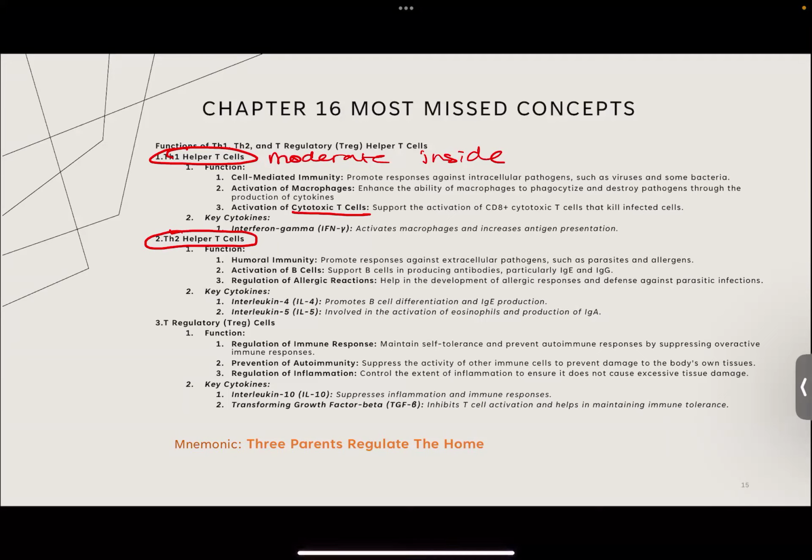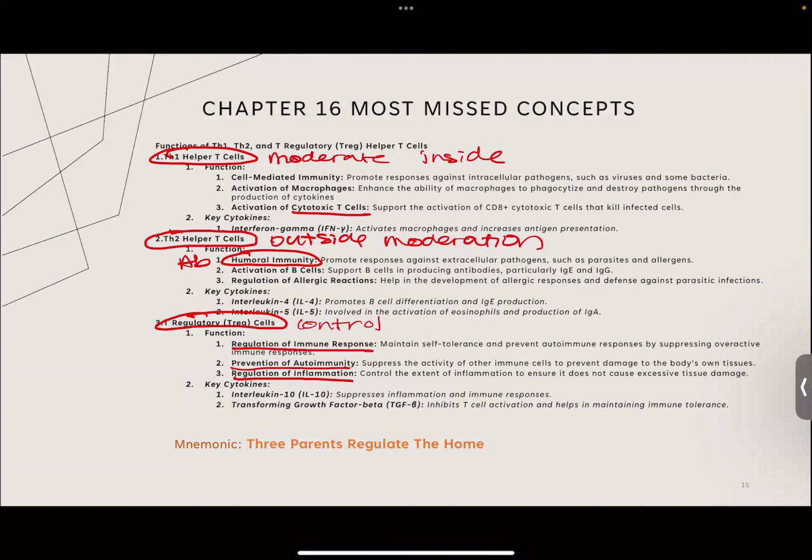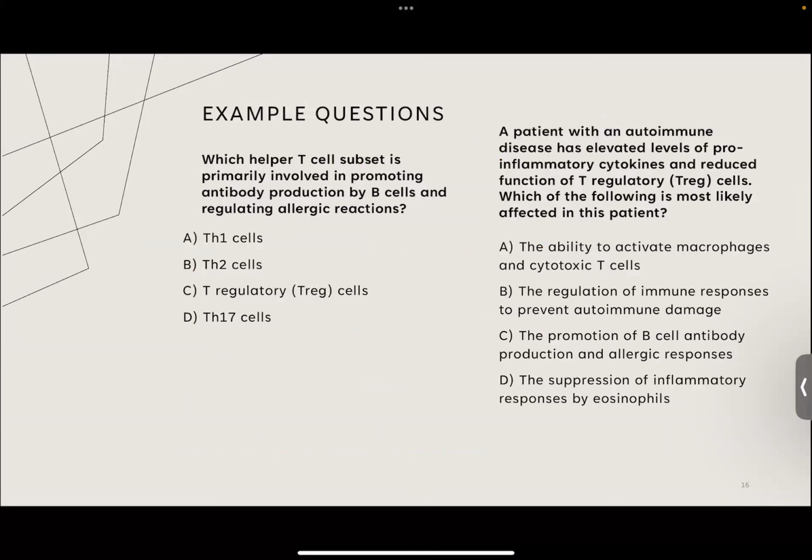All right, our Th2 cells, they are going to be more important in our outside, which is going to be focused more on our humoral immunity, which is antibody. Regulatory cells function to make sure that we are kept in control and don't cause autoimmunity or overstimulation. All right, so then we also have the memory cells that we would be making as well. So let's move on to our first question.